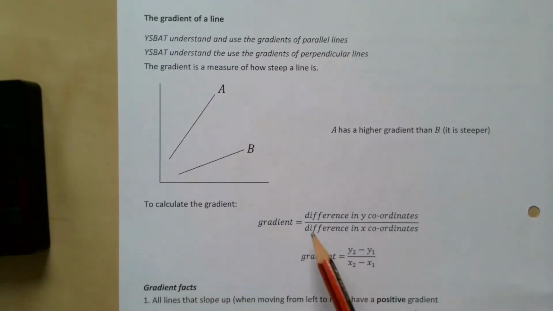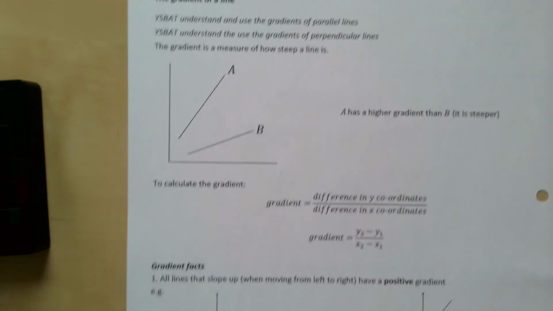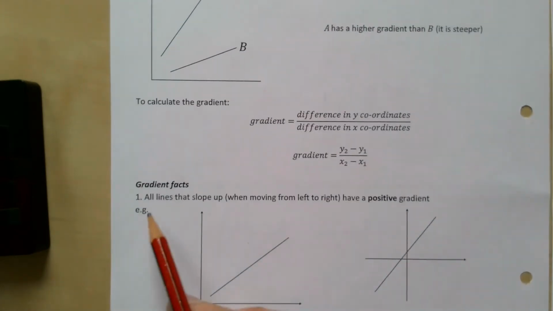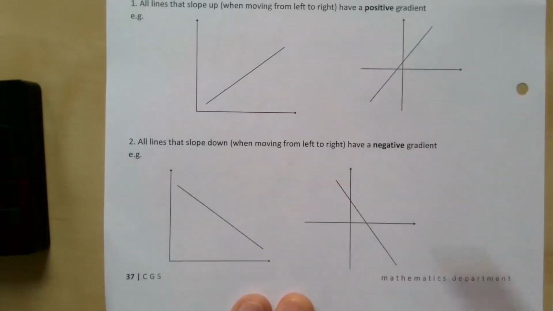To calculate the gradient, you can find the difference in the y coordinates all over the difference in the x coordinates. That's y2 take away y1 all over x2 minus x1. We might have a wee video example of that a little bit later on. All lines that slope up, going this way here, have a positive gradient. All lines that slope down have a negative gradient.